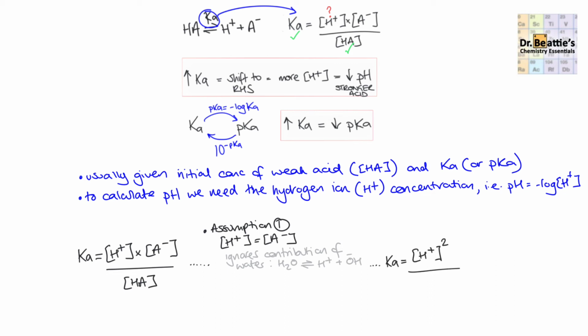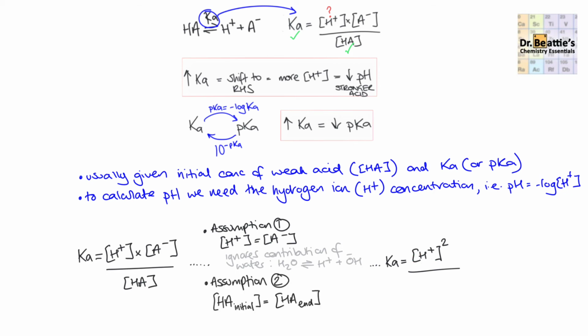So this means that with this assumption, we can say that these two terms are exactly the same. We don't need any information about how much of the salt, A minus, is in solution, because we can get that from the fact that H plus squared is exactly the same as these two terms. So that's our top level.